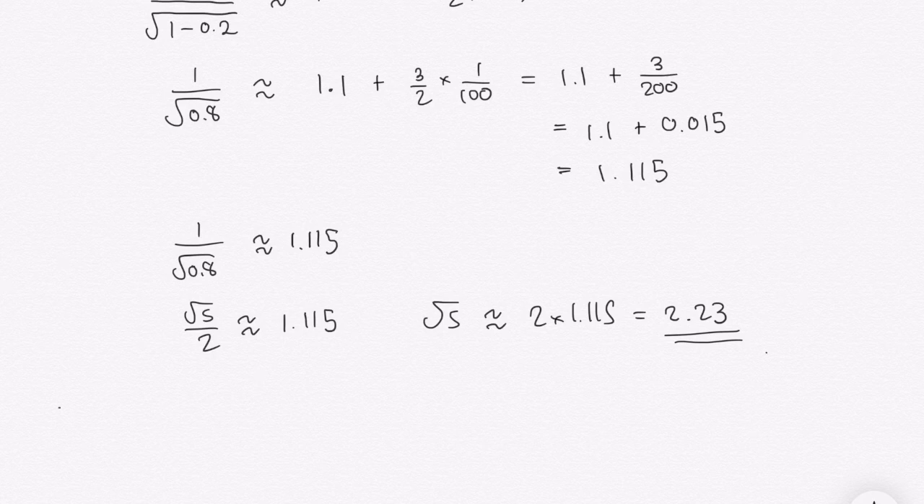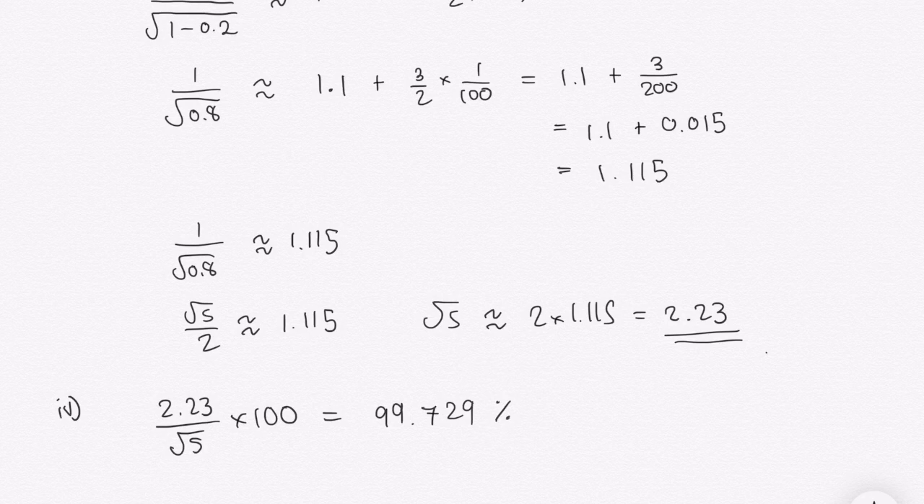Part 4 asks us to find the percentage error in this calculation. Our calculated value for the square root of 5 is 2.23. Our actual value is just the square root of 5, and we are going to use a calculator for this. I'm going to multiply this by 100, so we get a percentage. And this comes out as 99.729% to 3 decimal places.